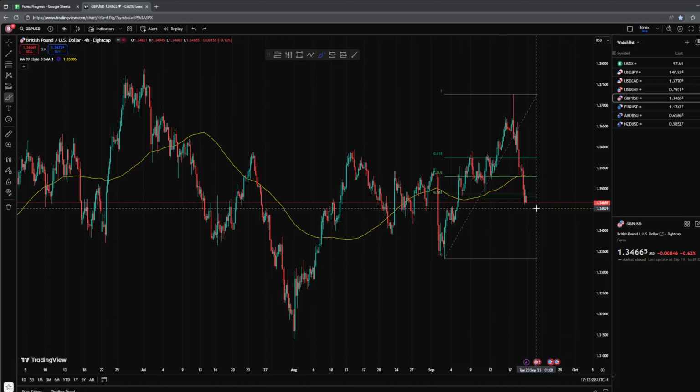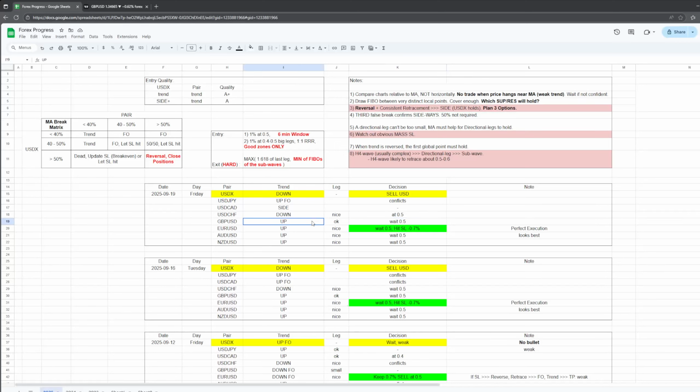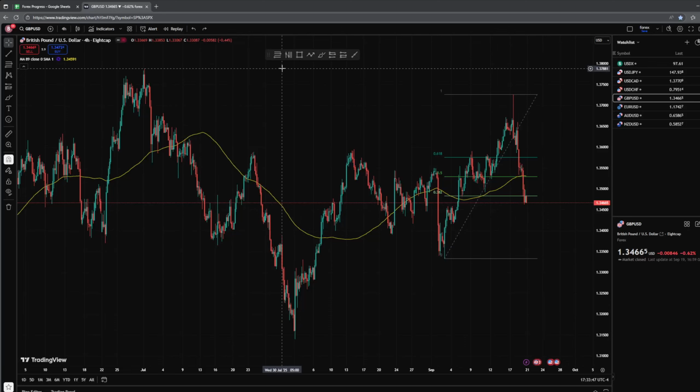Okay, so let's write it down. Pound USD trend is up, leg size is nice, market is currently at the 60% zone here, doing the fake out, and you can buy pound USD right now.